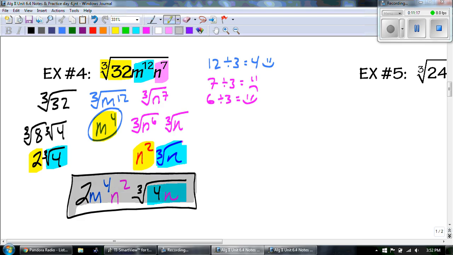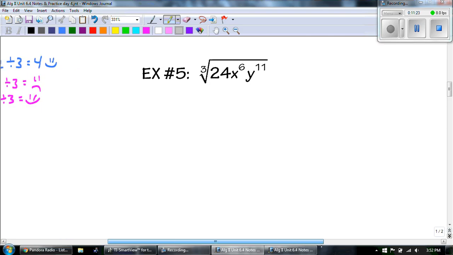Hopefully, if you're seeing this for the second time, it's starting to make a little bit more sense. If you're seeing this for the first time, please come and talk to one of us.